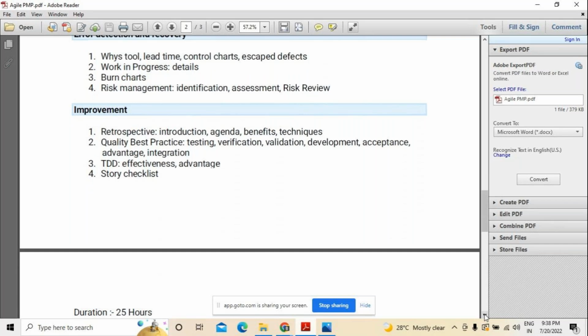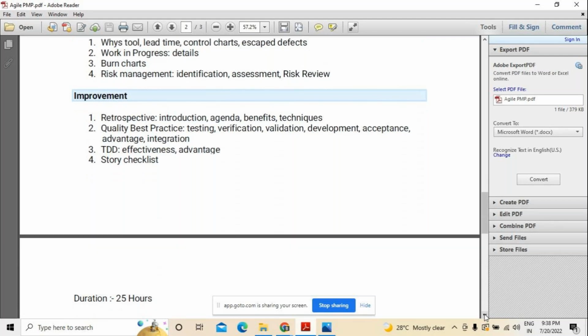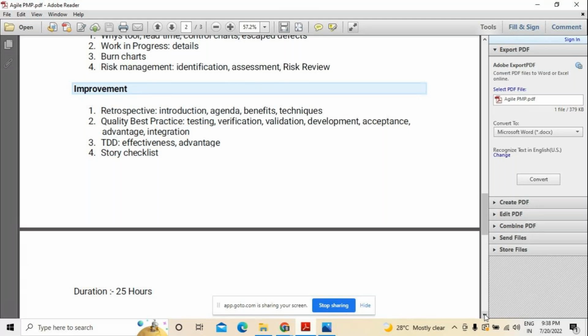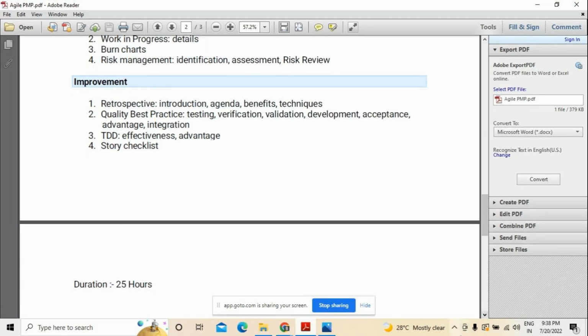Improvement, that I know, retrospective, TDD, that all I know. Next, quality best practices, all that. The testing. This all comes under the testing category. Next, do you have any idea on the TDD part, test driven development?